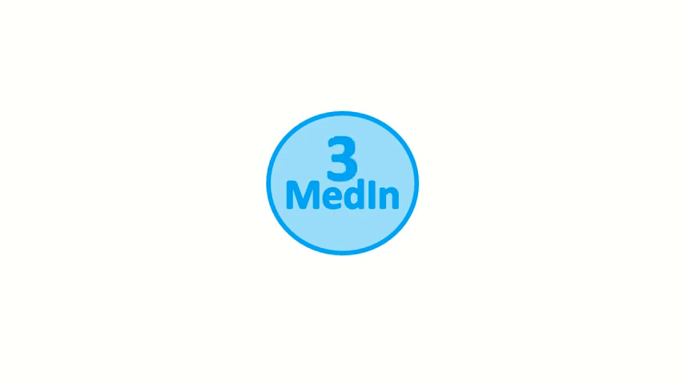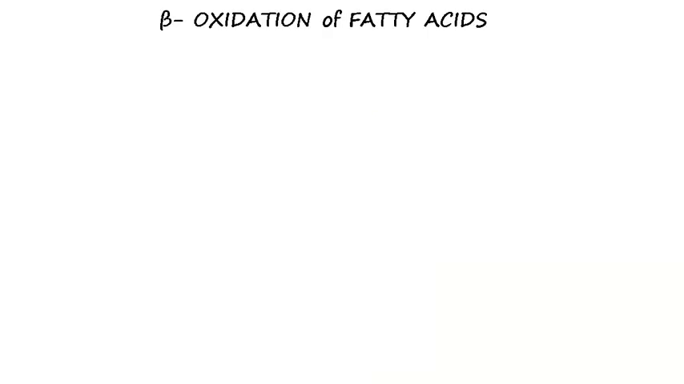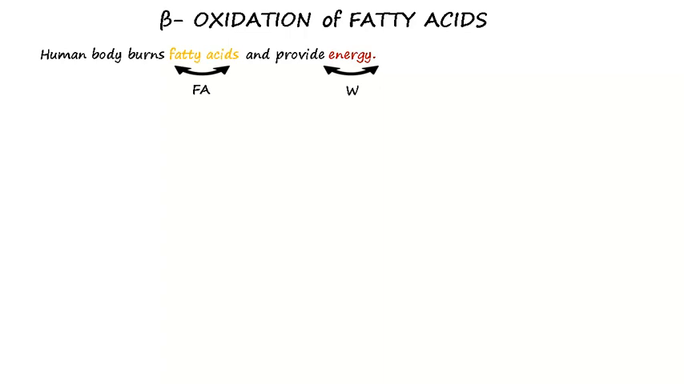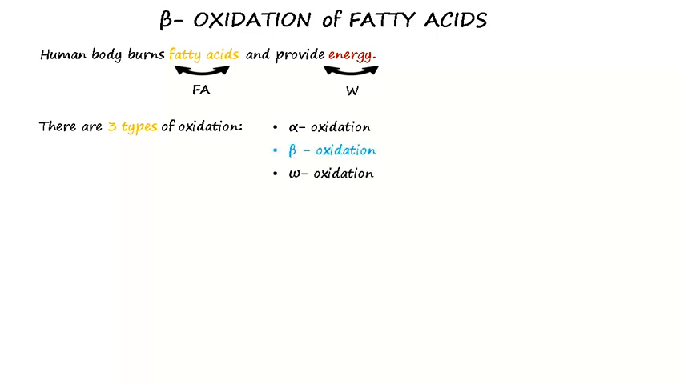This video will discuss the beta oxidation of fatty acids. The human body burns fatty acids and provides energy. I will use the abbreviation FA for fatty acids and W for the energy. There are 3 ways our body can burn fatty acids: alpha oxidation, beta oxidation, and omega oxidation. This depends on carbon position.